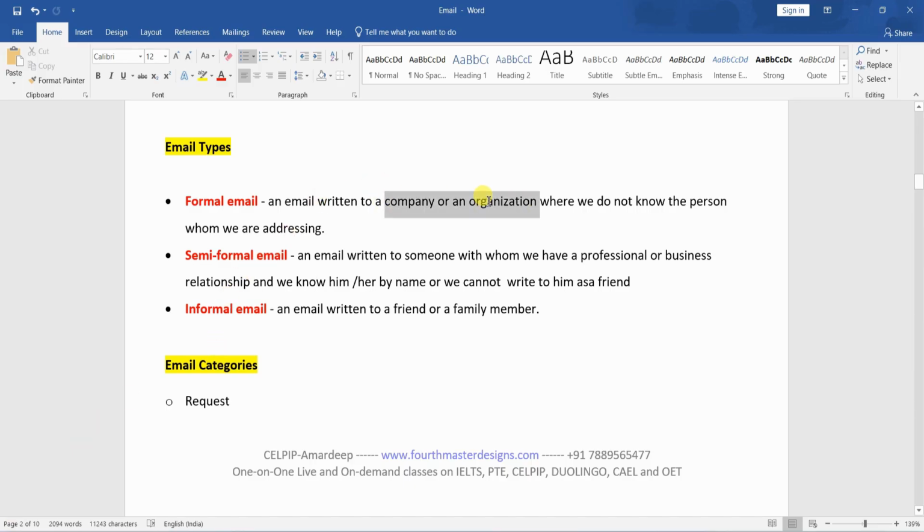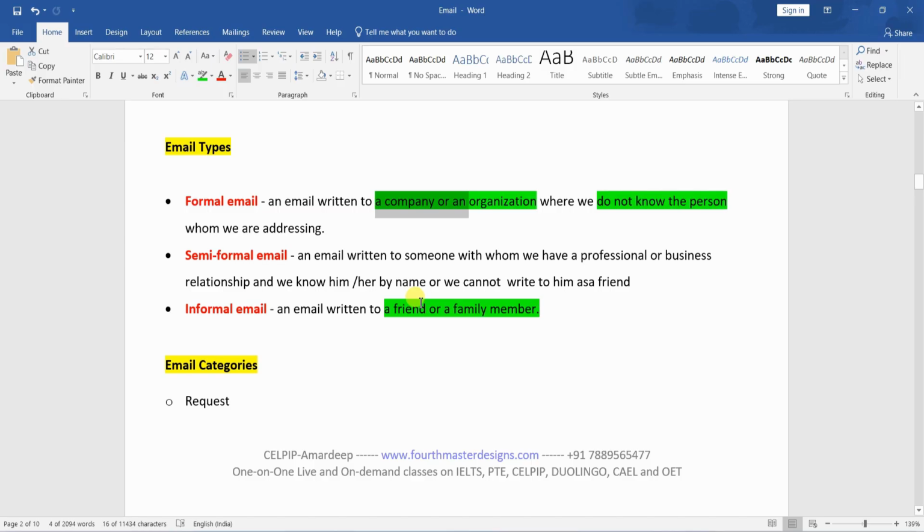When you are writing to a company or an organization where you do not know the person, this is the important criteria, that is your formal email. And when you are writing to your friend or relative, that is your family member, basically that is your informal email. Now if you are writing to your manager, immediate manager, it will come in your semi-formal email category. You do not know the person and it is an official email, formal. You know the person, he is your friend, it is informal.